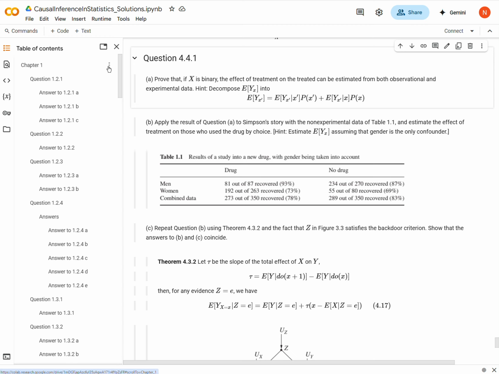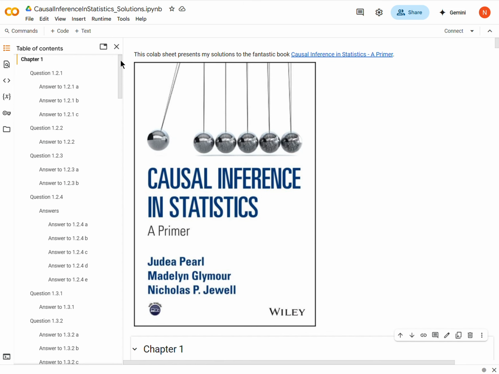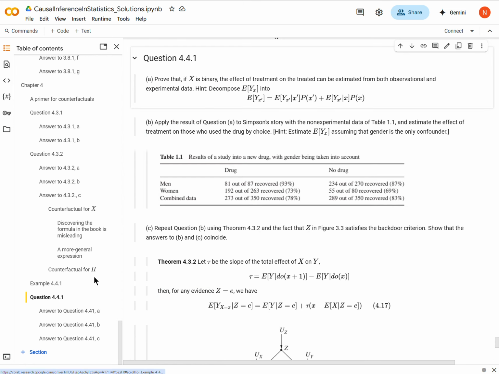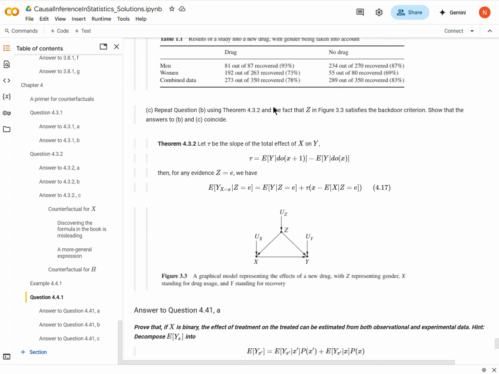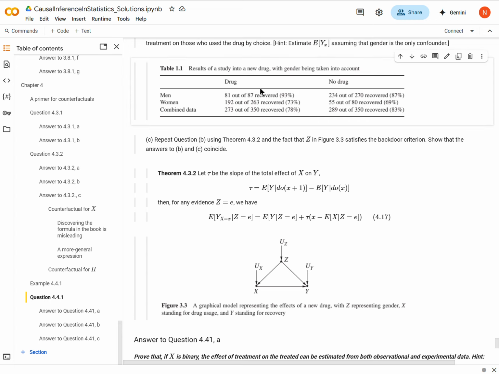This is Causal Inference in Statistics, and we are on question 4.4.1. Okay, and so there are 3 parts here, and we'll just look at the questions as we come to them, but roughly speaking, what we're trying to do is go back to the data set way back in chapter 1, where we were looking at the effect of taking a drug or not taking a drug in men and women.